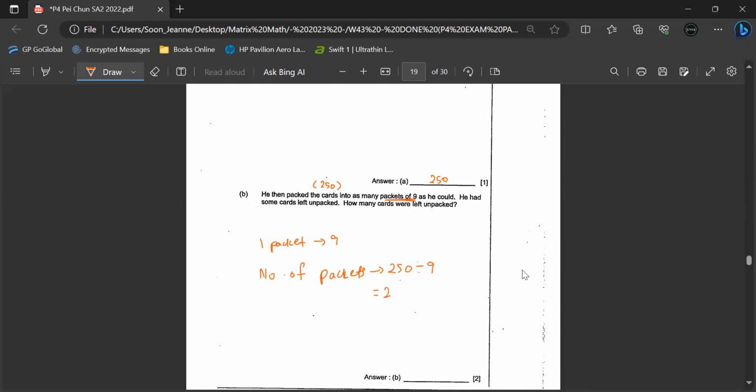When we get the answer, you will get 27 packets in total, but with a remainder of 7 cards. So the question is just asking you for the number of cards unpacked. So the answer is just 7 cards, not the maximum number of packets he has, but how many cards were left unpacked. So the answer is just 7. I just want the remainder.